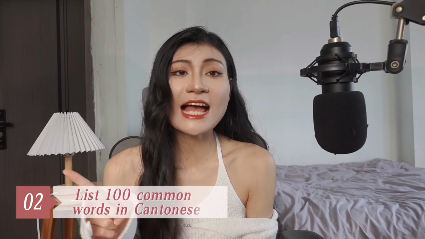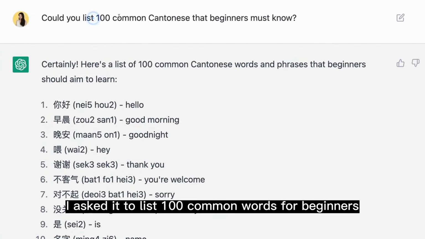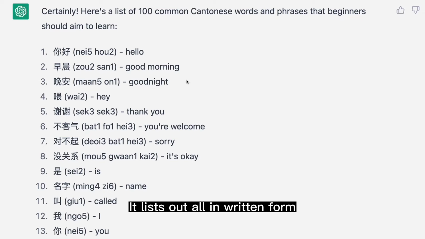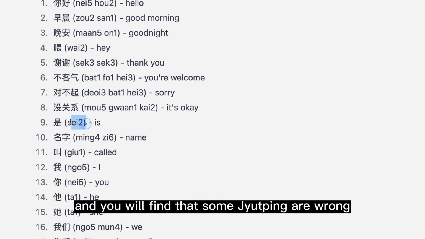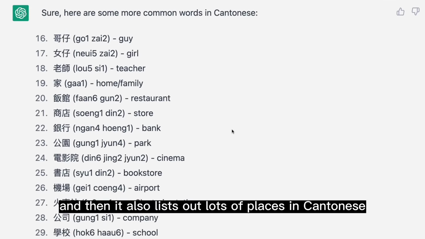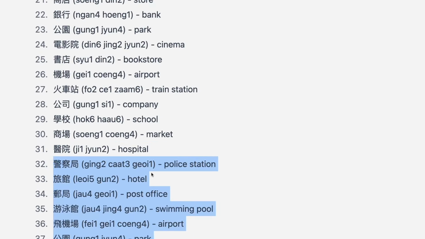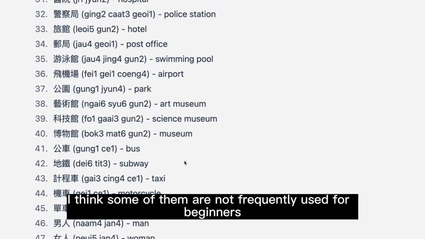Number 2, to test if they could list 100 common words for us. I asked ChatGPT to list 100 common Cantonese words for beginners. They list them all in written form, and you will find that some words are wrong, like "not", "say", "see". And then it also lists lots of places in Cantonese for us. I think some of them are not frequently used by a beginner.